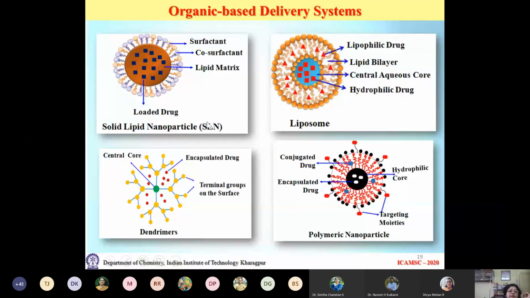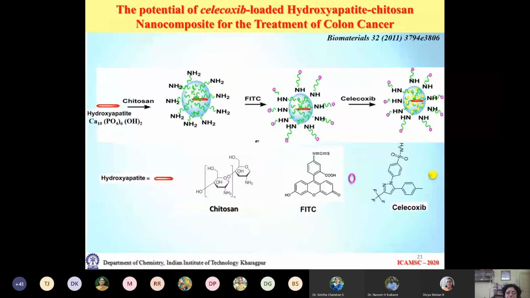Then this is the dendrimer. If you see, it's a very structured arrangement. You have a central core system, and then you have the terminal groups, which are going to enclose the drug molecules in a systematic manner, and the release is also very systematic. So if you have a dendrimeric system, then you have a very good controlled delivery of the drug.